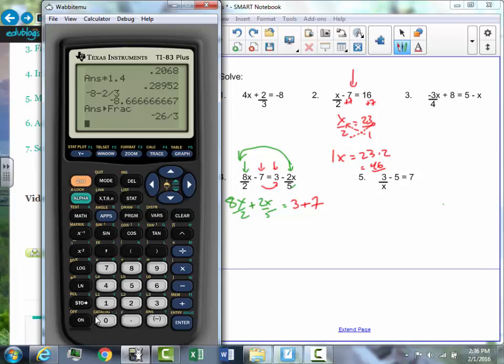8 over 2 of x plus 2 over 5 of x gives you 4.4. And it's 22 over 5. Cool. Does that make sense how you can do that in your calculator? You need a calculator. That showed me.